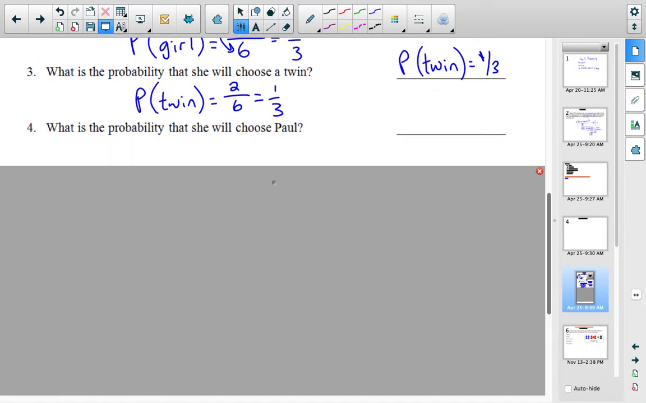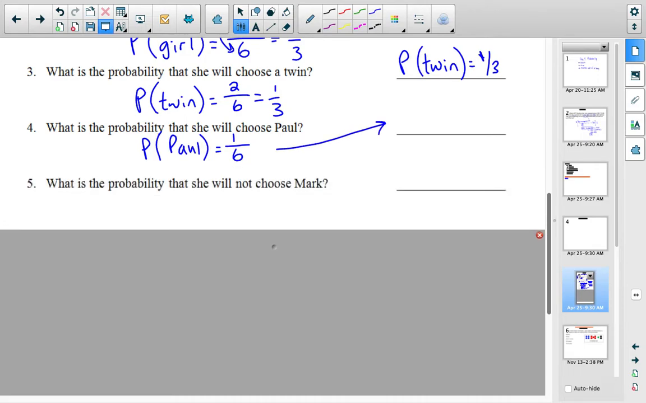Probability that she will choose Paul. So I think it's useful to get in the habit of writing this probability of choosing Paul. Well, how many Pauls are there? There's 1. How many total siblings? 6. So I'll just kind of draw an arrow over there, shortcut that.